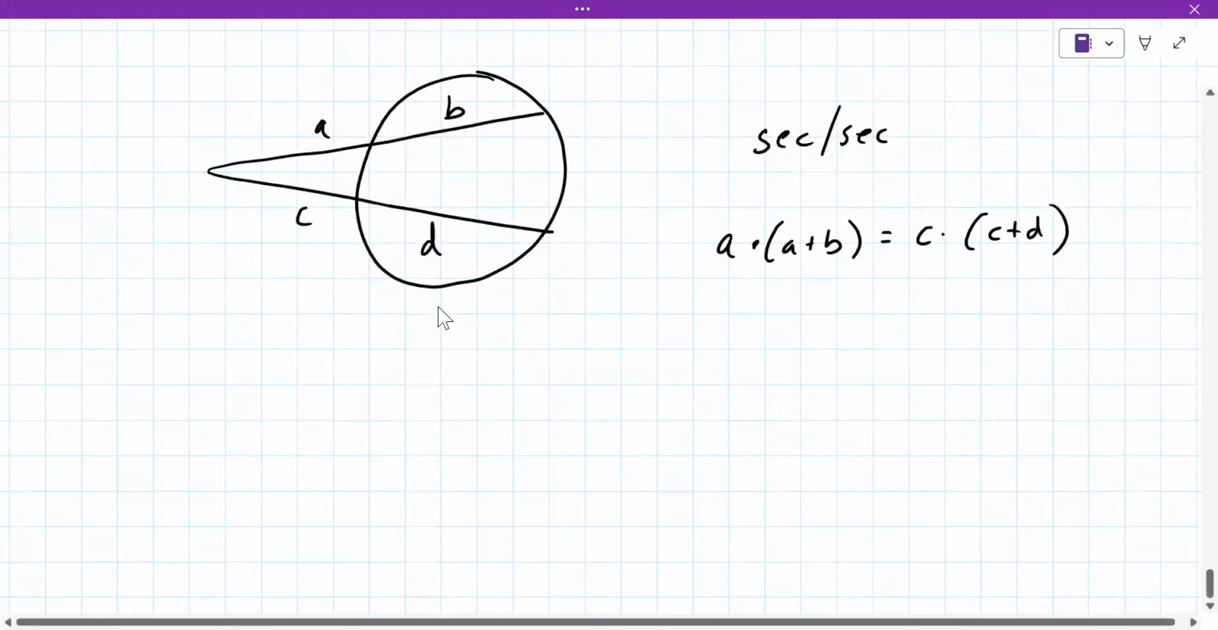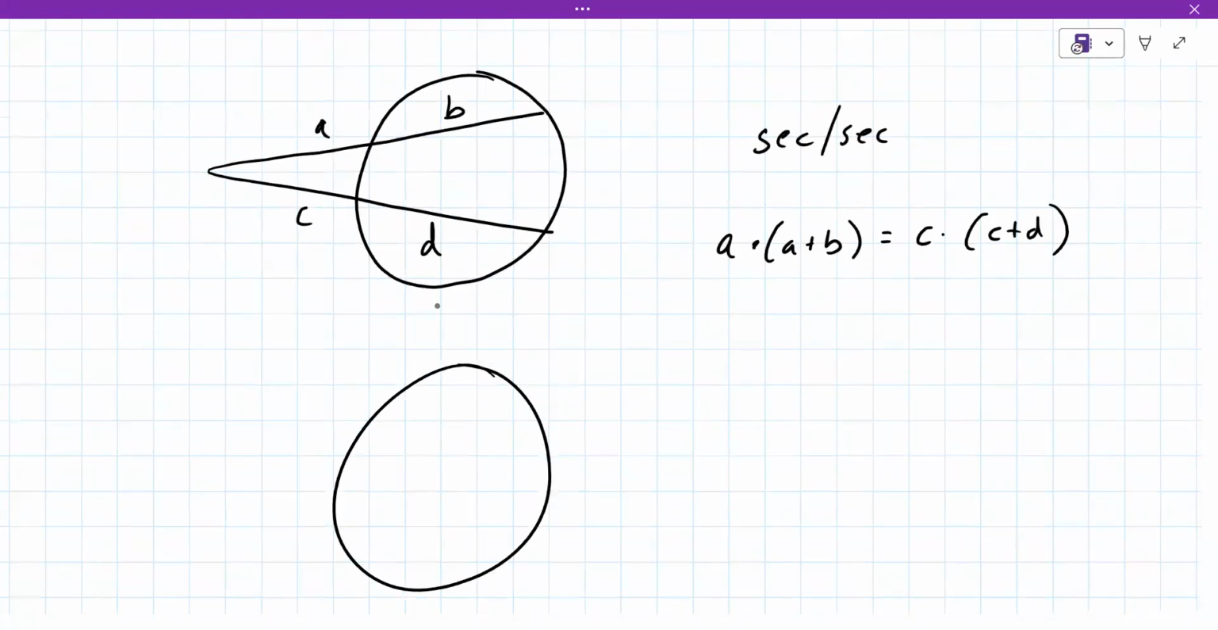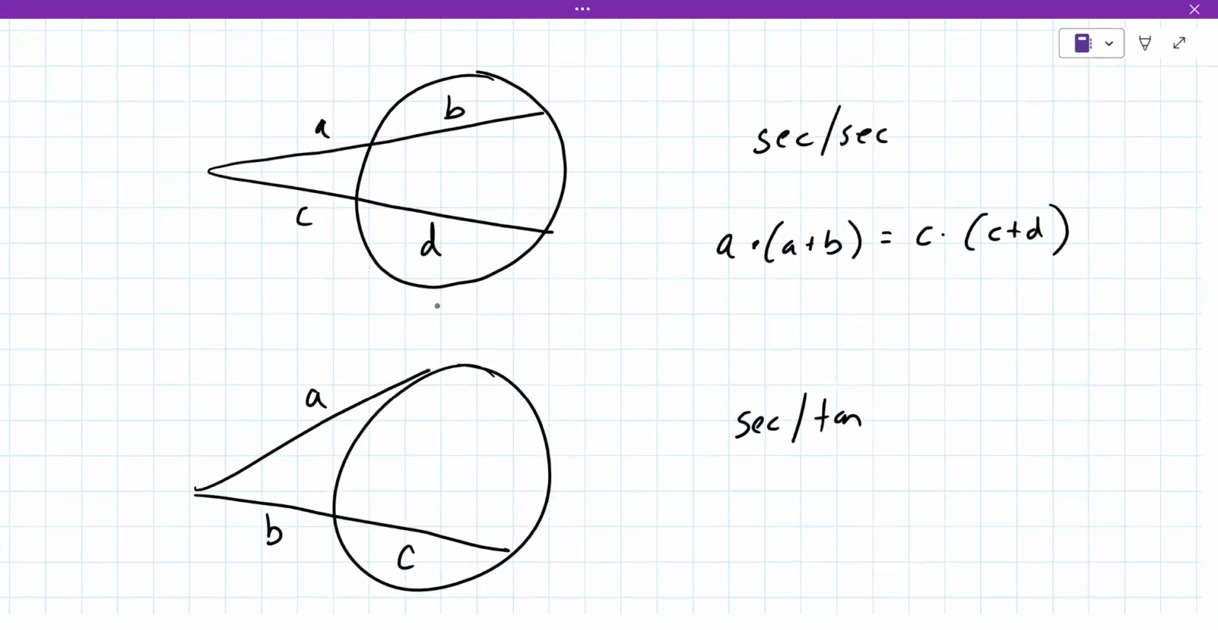The other one that you might need, the last one here, is secant tangent. So A, B, C, this is a secant tangent, and it's A squared equals B times B plus C.